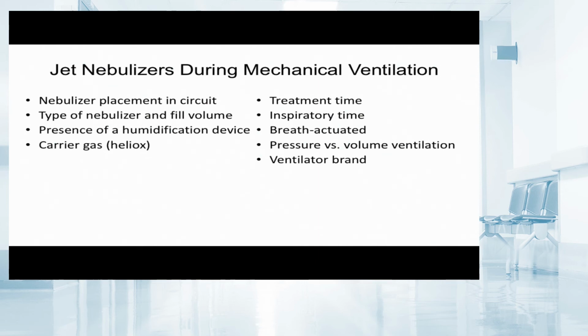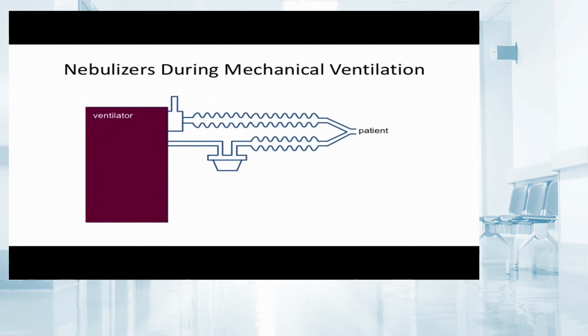These include where the nebulizer is placed in the circuit, the type of nebulizer and fill volume, the presence or absence of a humidification device, the carrier gas, such as a low-density gas like Heliox, the treatment time, the inspiratory time, whether or not the nebulizer is breath actuated, whether or not we use pressure control or volume control ventilation, and the ventilator brand. So there are many issues then that we need to think about when we deliver aerosols by jet nebulizer during mechanical ventilation. And some of those I have illustrated on this cartoon.